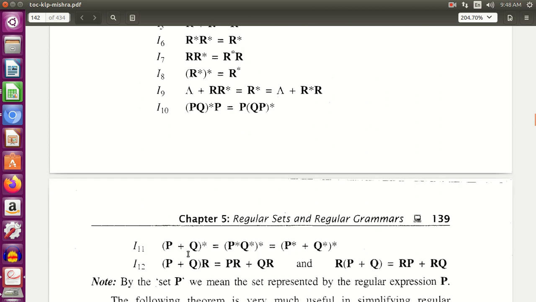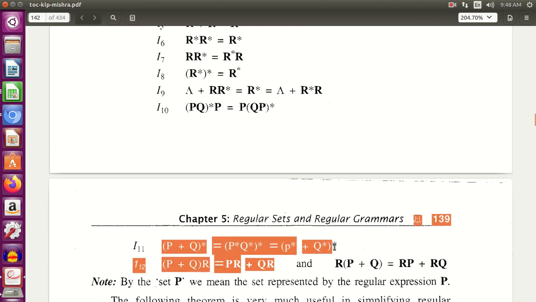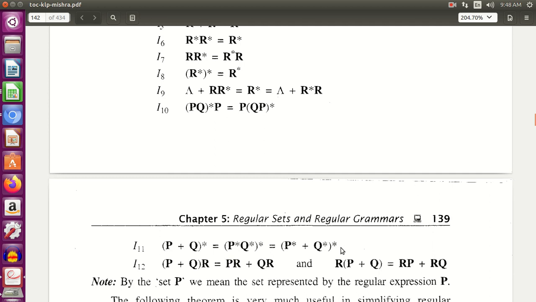Next is a very, very important identity which you will be using and requiring in many proofs. (P plus Q) whole star is equal to (P star Q star) whole star, which is again equivalent to (P star plus Q star) whole star. So this single thing can be written in this way also, that is (P star Q star) whole star, or (P star plus Q star), the entire thing whole star.